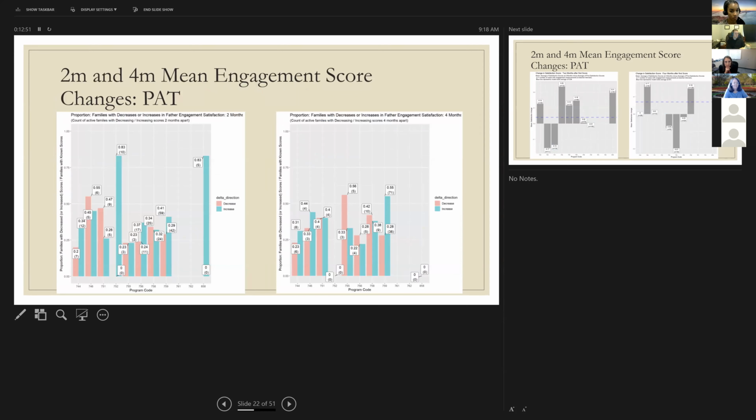So first for PAT, we look to see, well, after baseline, if we assess them again 2 months later and 4 months later, what do dad engagement scores look like? And what we see is a slight increase for most programs at the 2 and 4 month mark. So you can see here some programs showing increases, those are in that teal color, and then some programs reporting some decreases in father engagement at the 2 month and the 4 month.